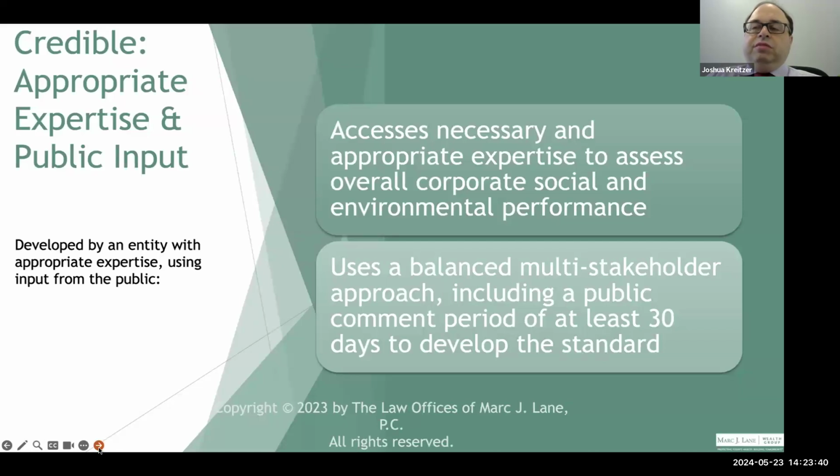And it must be credible. That means that the standard must be developed by an entity with appropriate expertise and using input from the public. And it must access necessary and appropriate expertise to assess overall corporate social and environmental performance. And it must use a balanced multi-stakeholder approach, including a public comment period of at least 30 days to develop the standard.